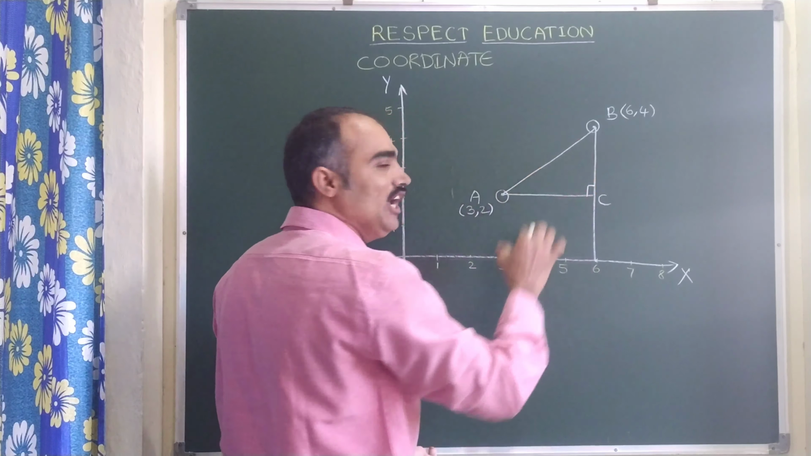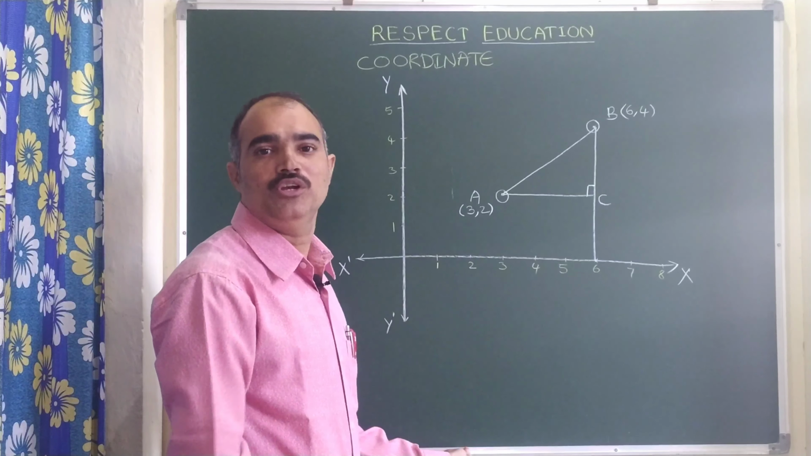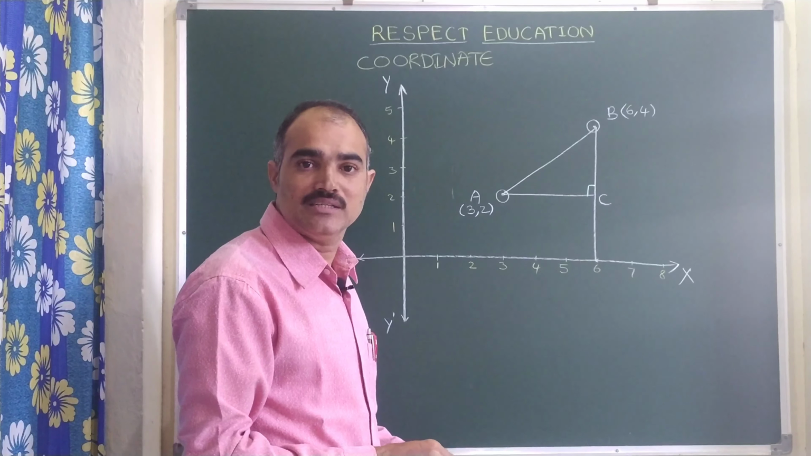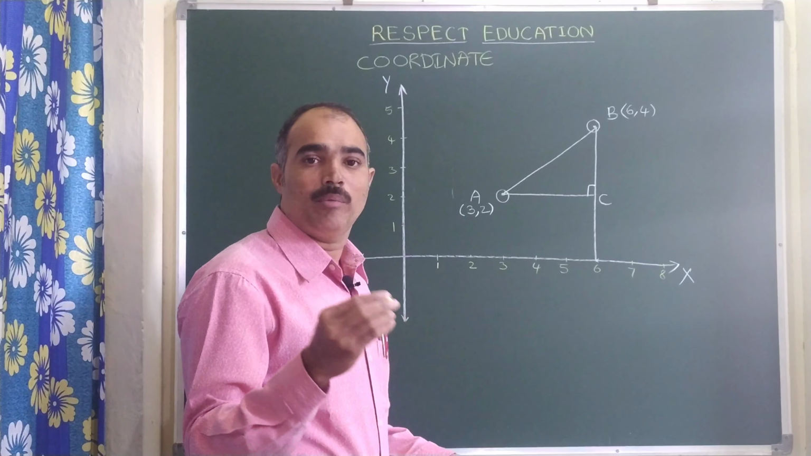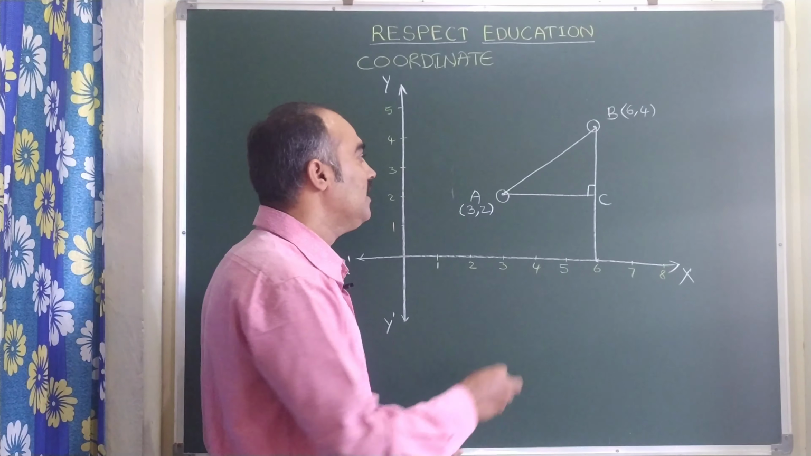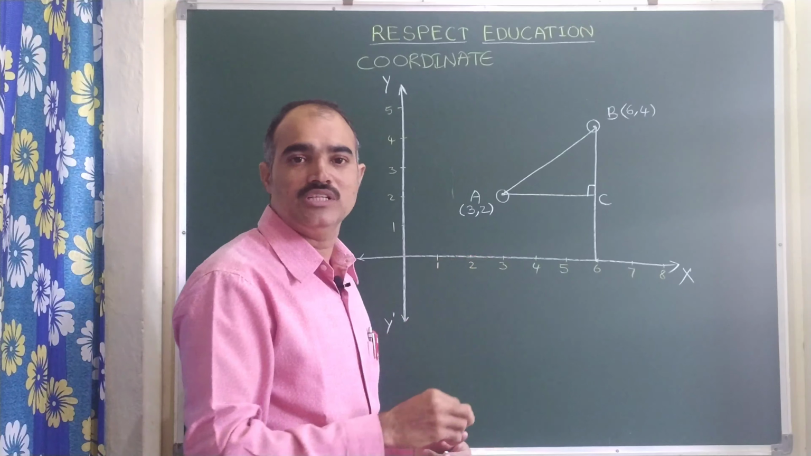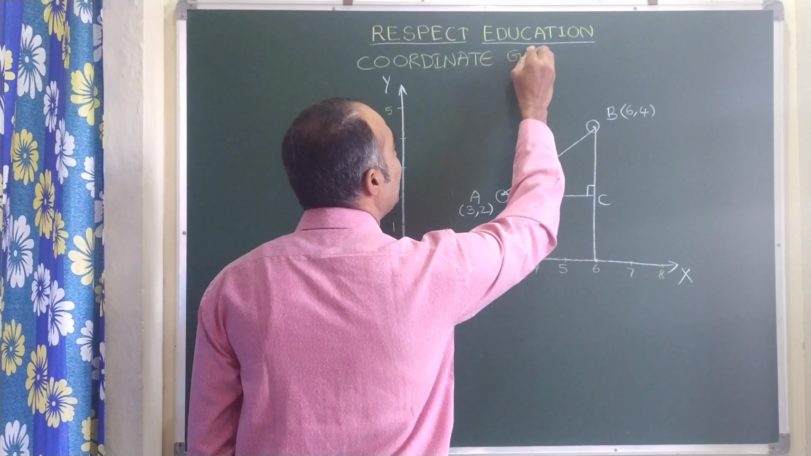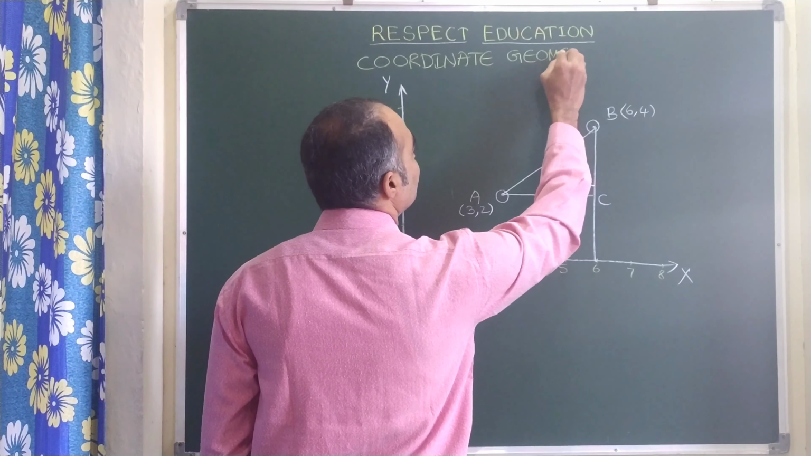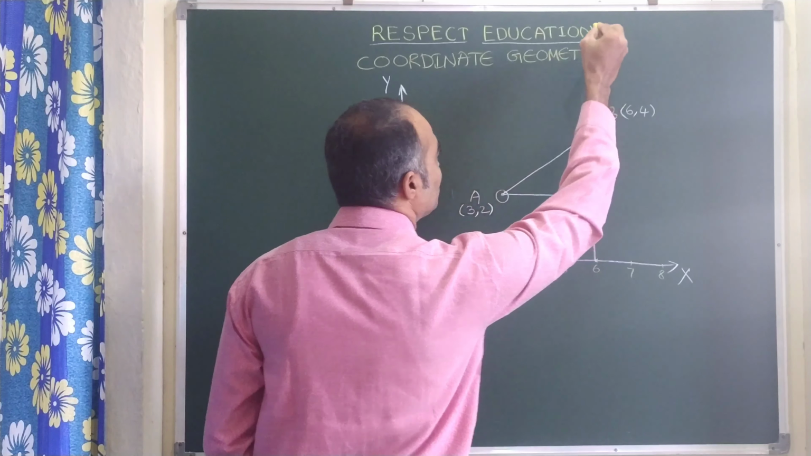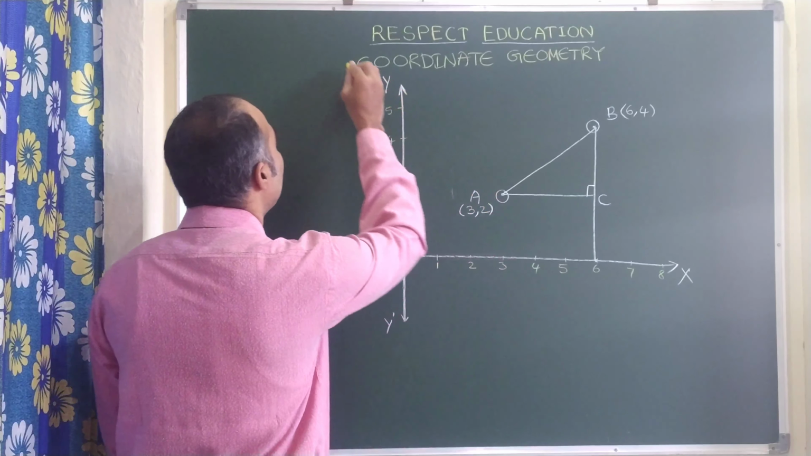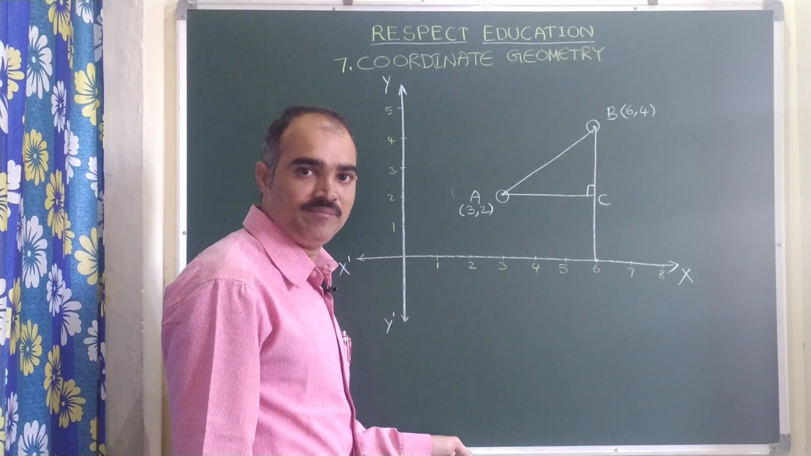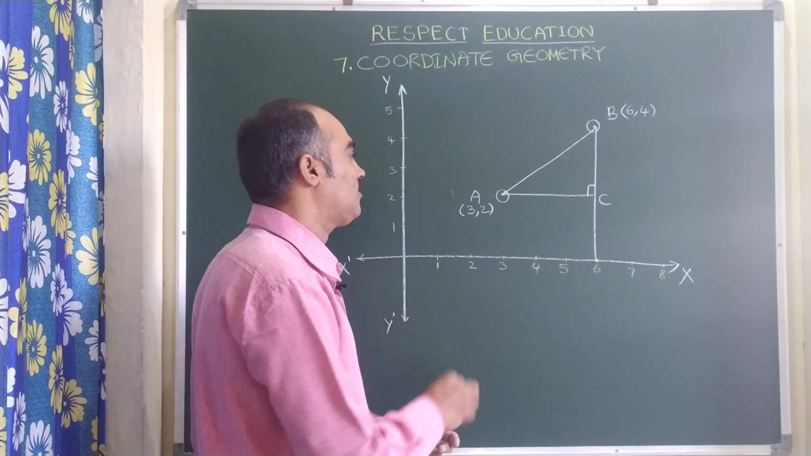In this, for finding AB, a theorem is to be used. AB is the hypotenuse. The theorem is nothing other than the Pythagoras theorem, which is mostly used in geometry. So here I am going to link these coordinates with geometry. Today we are going to start chapter number 7, that is coordinate geometry. Let us come back to the particular concept.